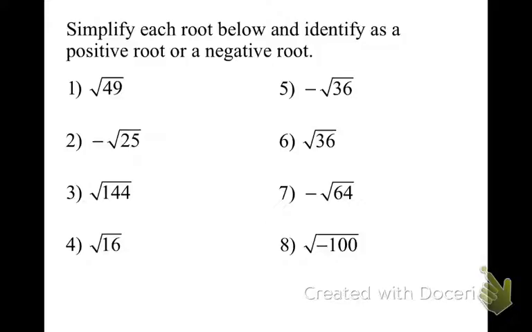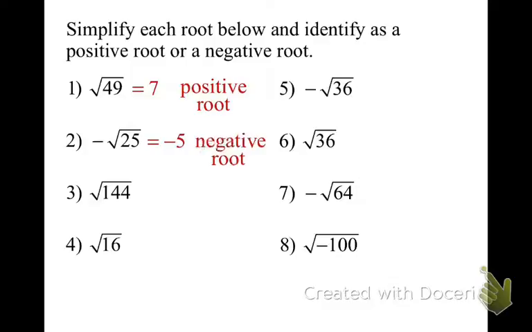So we're going to simplify each root below and identify it as a positive root or a negative root. So what is the root of this? Simplified. Let's go, Liam. 7. Is it a positive root or a negative root? Good. Number 2, please. Sophie. Negative 5. And is it a positive root or a negative root? Negative root. Good. Okay, next one, Vivian. It's 12. And it is a? Positive root. Good. Next one, Alex. 4.